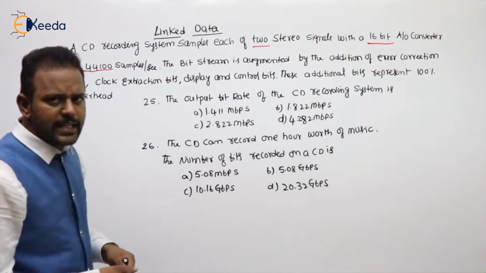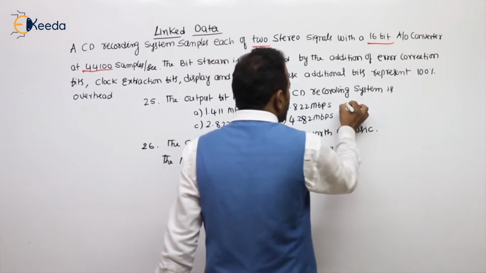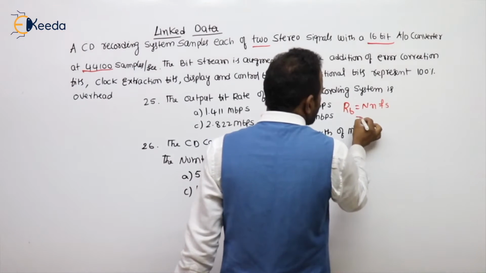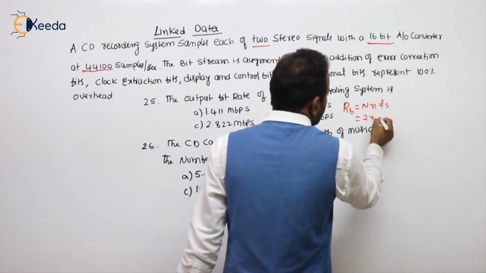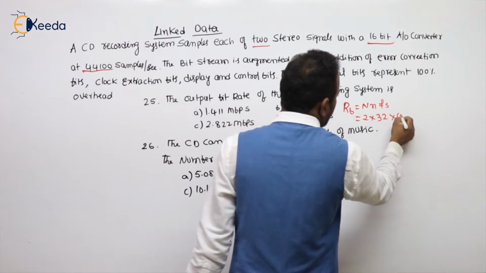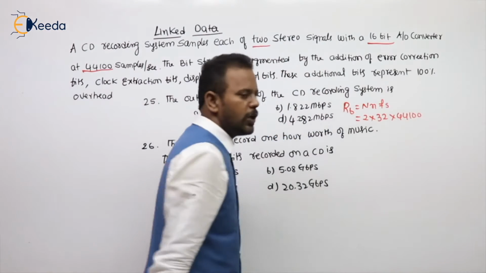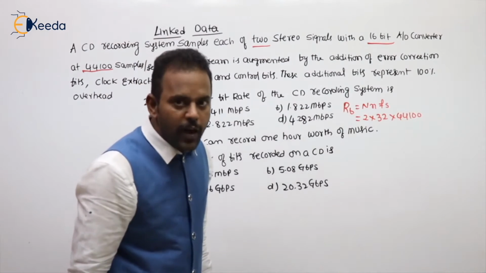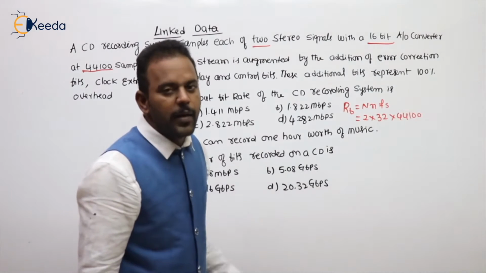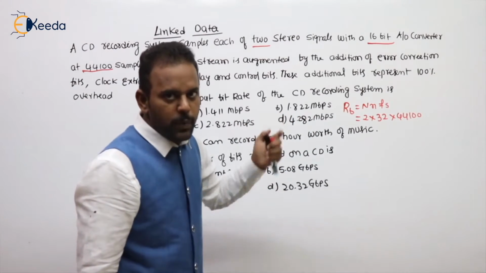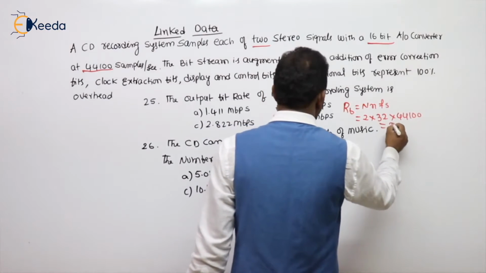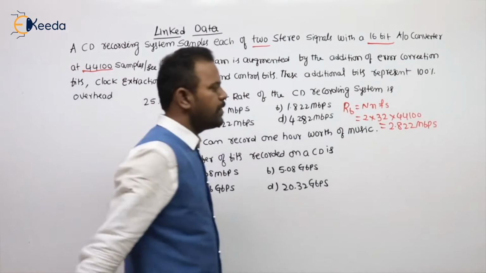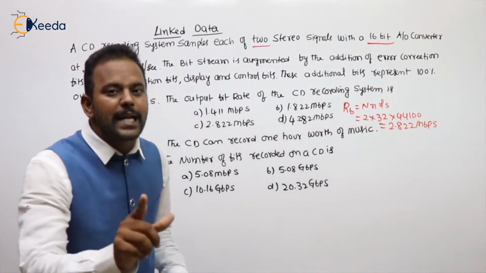What is the first question they are asking, sir? Bit rate, sir. What is the bit rate formula? RB equal to capital N small n into Fs. What is the capital N? 2 into small n. There are total 32 bits you need to take, into 44,100. Why 32? 16 for the A to D converter, and another 16 we are using for additional bits for clock extraction, display, all those. Calculate, sir, you will get 2.822 Mbps. What is Mbps? It means megabits per second.